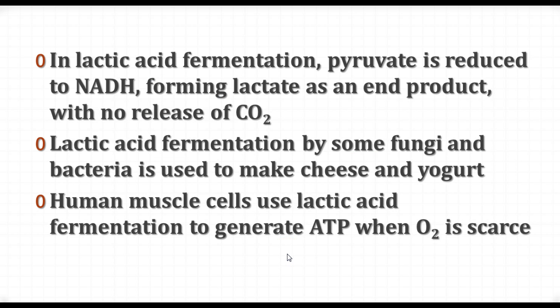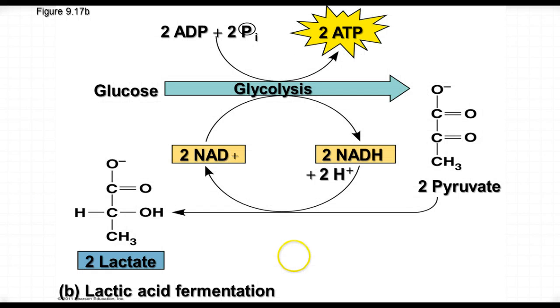In lactic acid fermentation, the pyruvate is going to accept electrons from NADH and form lactate as an end product, or lactic acid. And there's no carbon dioxide produced, and there's no alcohol produced. The lactic acid fermentation that occurs by some fungi and some bacteria produces things like cheese, yogurt, sour cream, and so forth. And human muscle cells also use lactic acid fermentation to make ATP when oxygen is scarce, as occurs in your muscles when you overexercise and you end up with sore muscles and cramps.